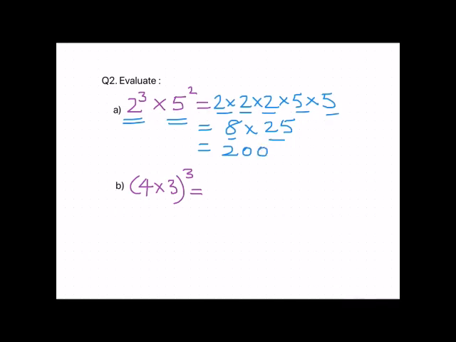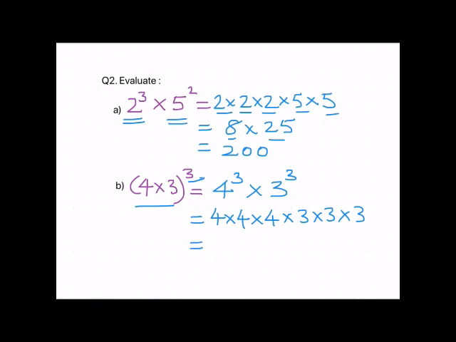Now let's look at the second question. We have base as 4 times 3 and the exponent is 3. So we can write this as 4 cube multiplied with 3 cube. This is equal to 4 cube can be written as 4 times 4 times 4, and 3 cube can be written as 3 times 3 times 3. This is equal to 4 times 4 times 4 is 64 times 3 times 3 times 3 is 27. This is equal to 64 times 27 is equal to 1728.